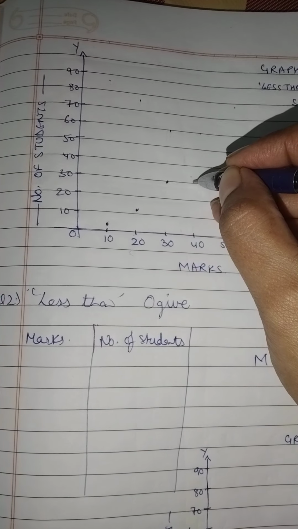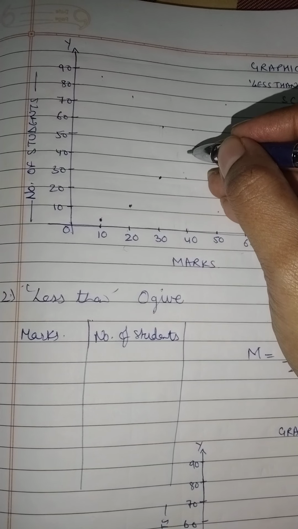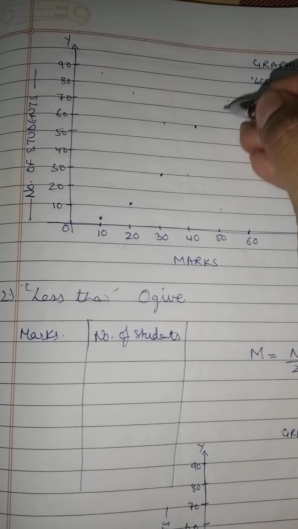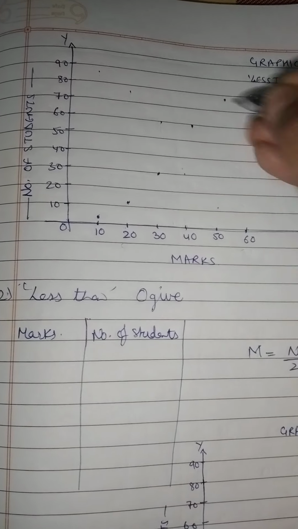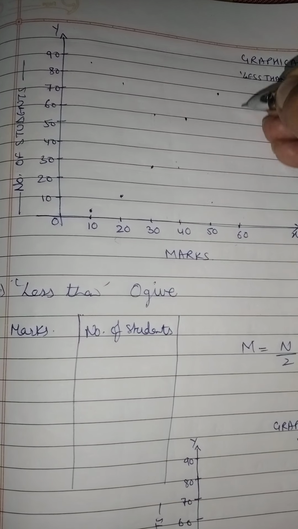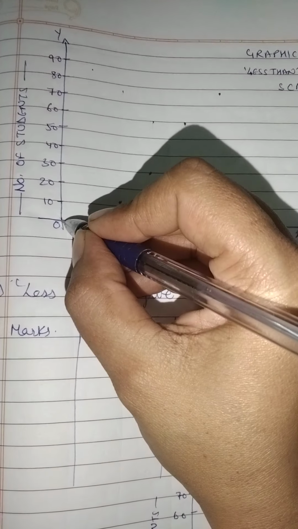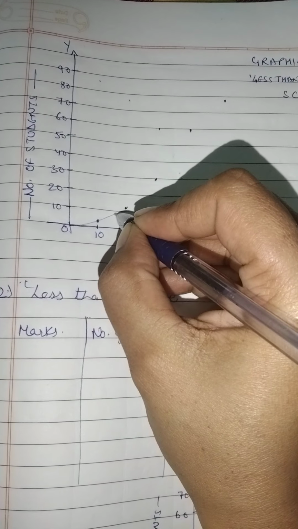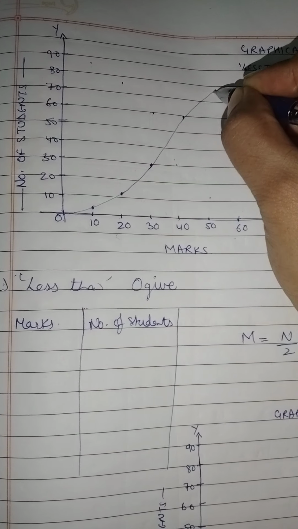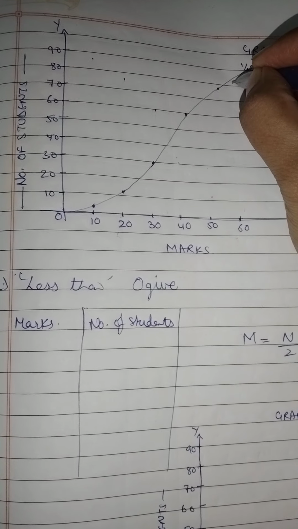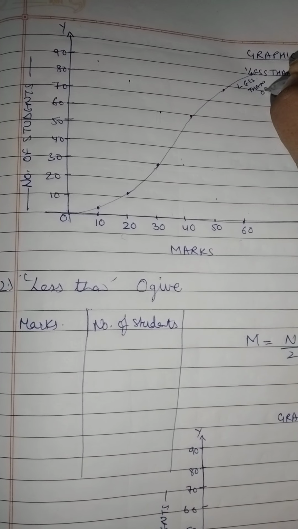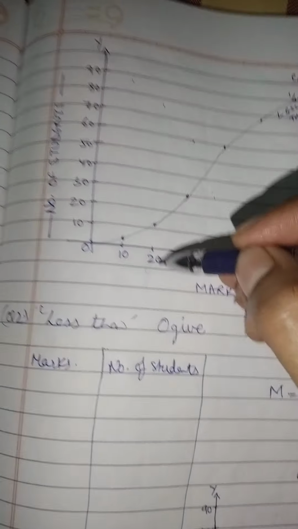Less than 40 is 60. So one dot here. Less than 50 is 78. So 78 is here. And less than 60 is 90. So 90 is here. The line should be straight. Now join the lines. I am going to get a line like this. So this is my less than. I am writing less than here. Less than ogive. Done.